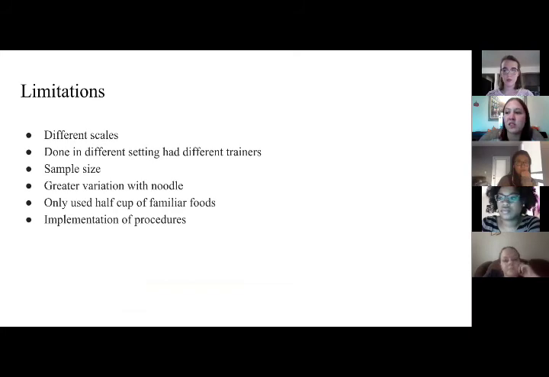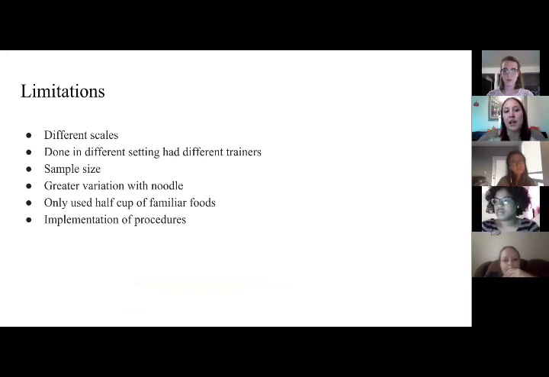The limitations of this study were, one, we all used different scales. So while we were all using kitchen scales, there is no way to determine that each person's scale was accurate and calibrated correctly. Another limitation is we did not conduct the study in a research or clinical setting. So each person conducted this in their own home with different trainers. While each trainer had a treatment fidelity checklist to follow along with, there is no way to guarantee that each trainer was implementing the checklist accurately.